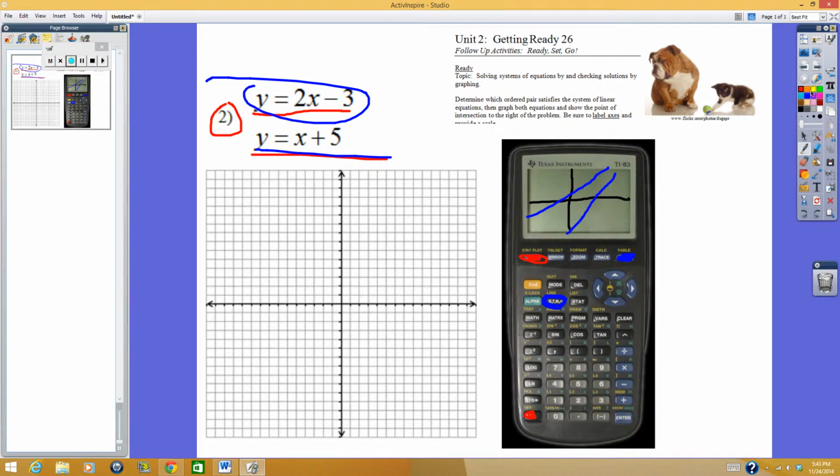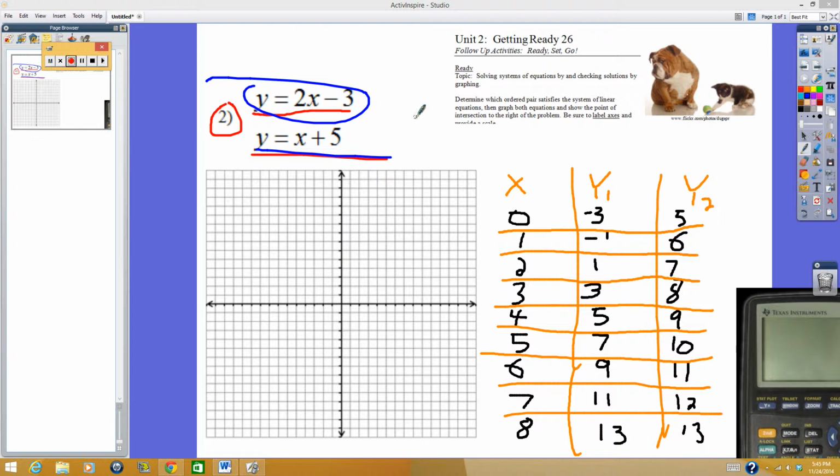But in order to find out the values, you have to go to the table. So you press second, which is this yellow button, which means you can access these yellow words, and then graph. So second graph, and it should take you to the table. When I clicked on the table, it was a bunch of values. Let me pause this and write in the values real quick. So I just copied down what you should see when you go to second graph.